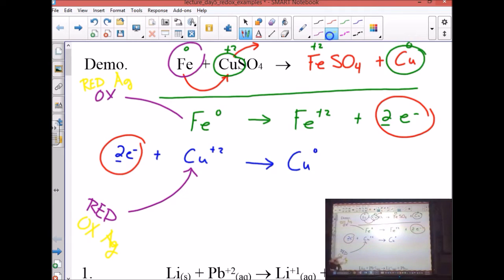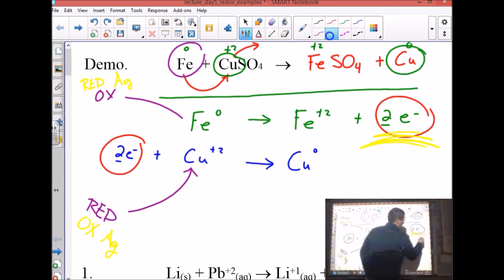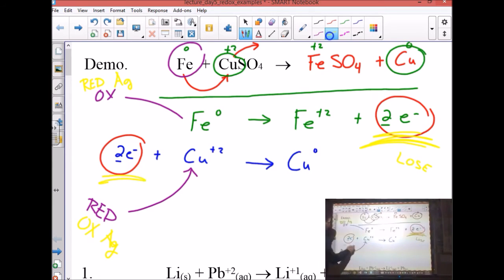Because having the copper +2 allows or permits the iron to lose electrons so that it may gain those electrons. Okay. So the hardest part of this is figuring out who's oxidized and who's reduced. And if you have electrons on the product side, then you're losing electrons. And if you have electrons on the left side, then you're gaining electrons.